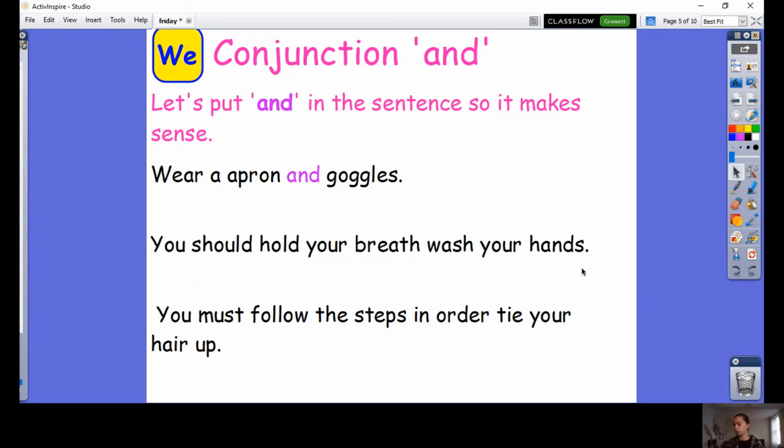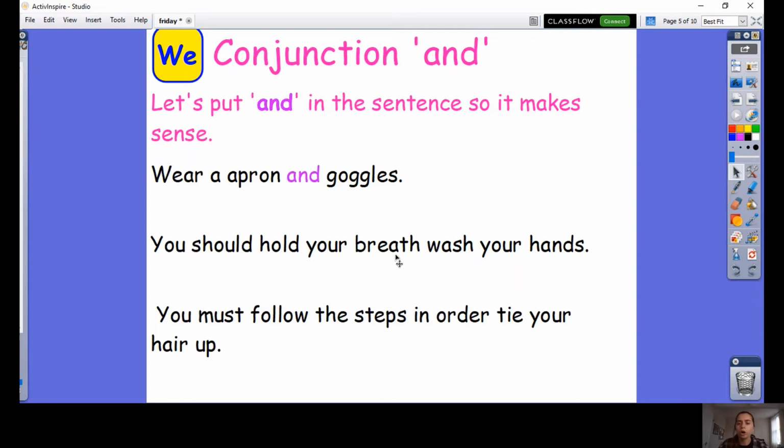So we have holding our breath and we have washing our hands. And we want to put those two key tips together. So that's where our conjunction "and" comes in. It helps those two key tips come together. So where should the "and" go? Well done. The "and" needs to go between the first tip and the second tip.